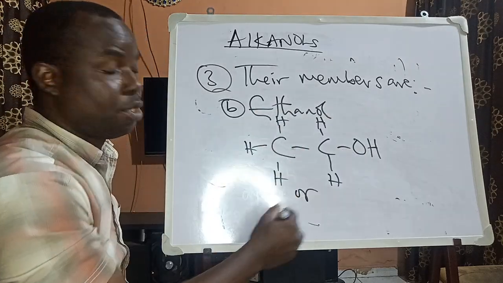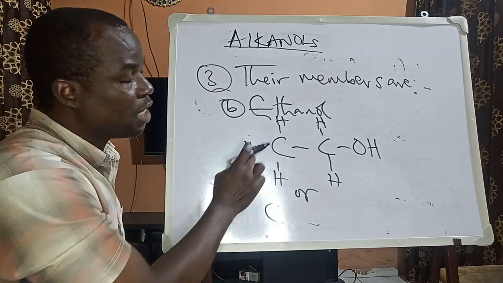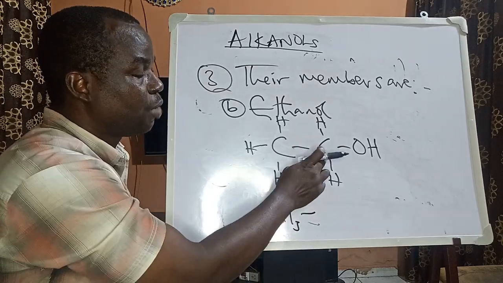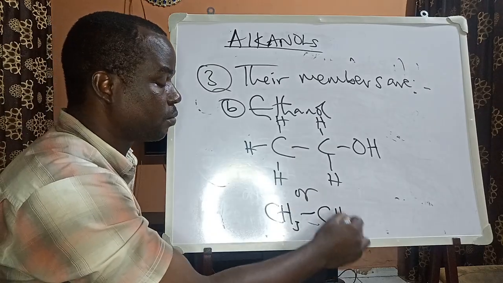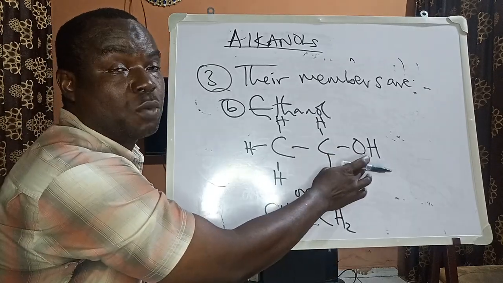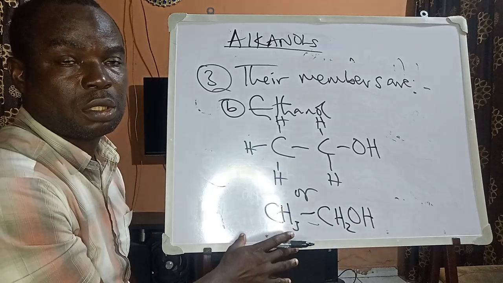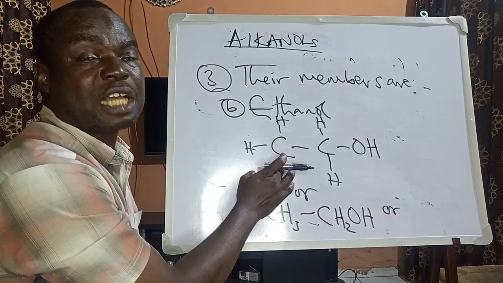The line structure will now be: 1 carbon atom, bring it down. You count how many hydrogen atoms it has. That's CH3. Bring down this carbon atom. It has 2 hydrogen atoms. You bring it down. Then the last one, which is OH, you bring it down. This is ethanol.